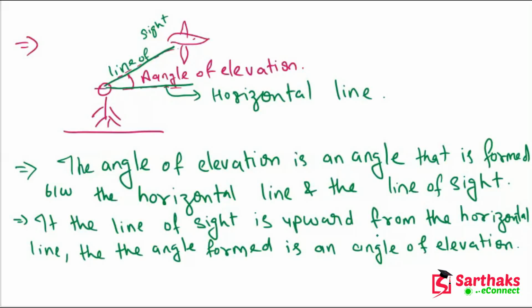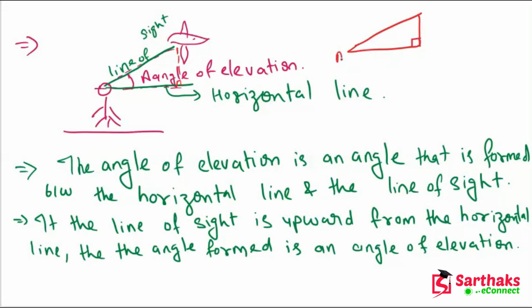So what is angle of elevation? It is the angle between line of sight and horizontal line. If the line of sight is upward from the horizontal line, then the angle which is formed is known as angle of elevation. Now in this case, if we join this to this line, this will make a right triangle.